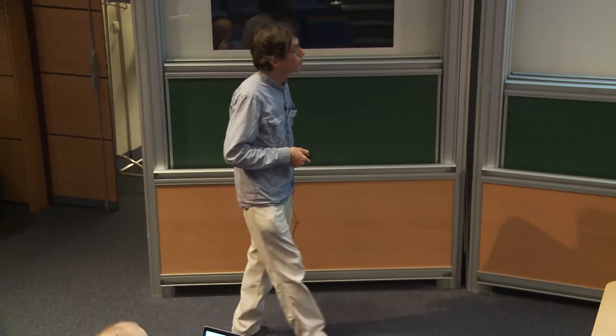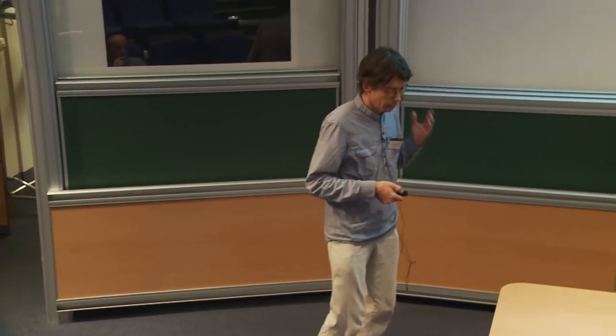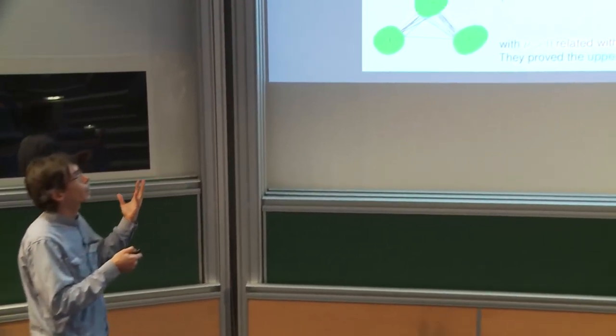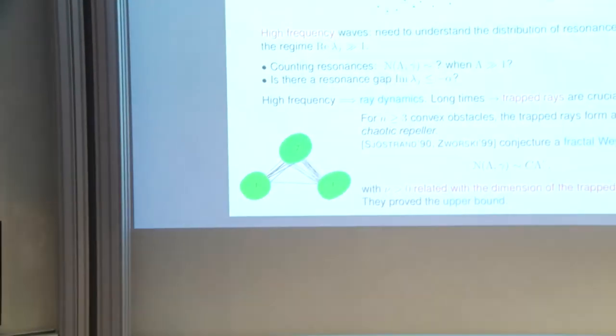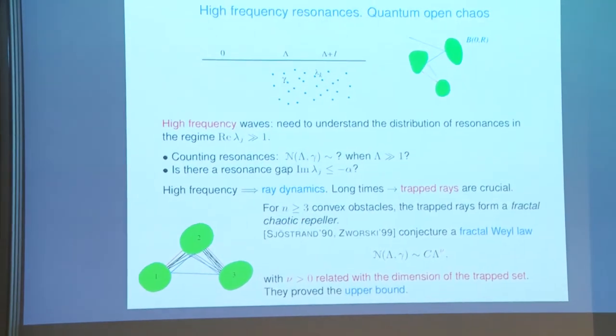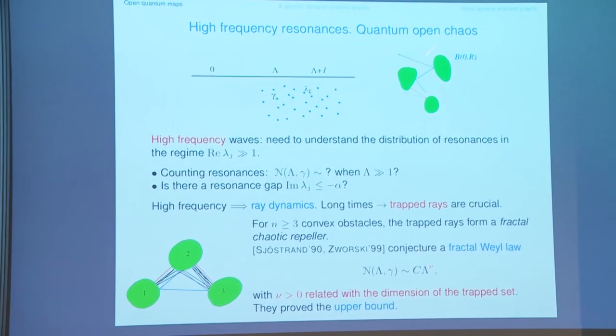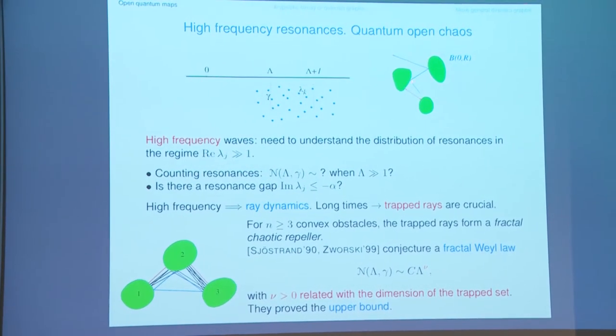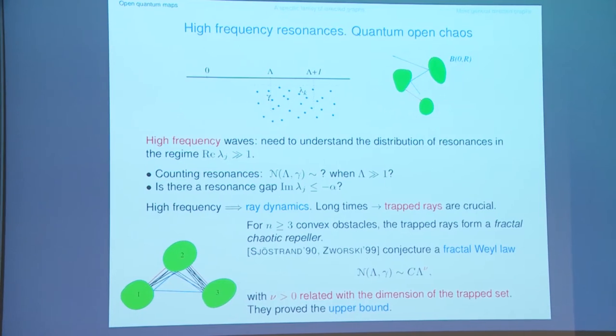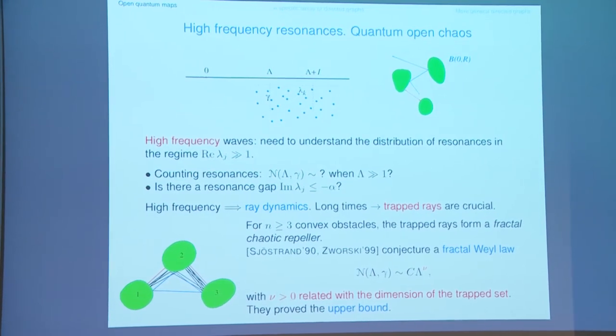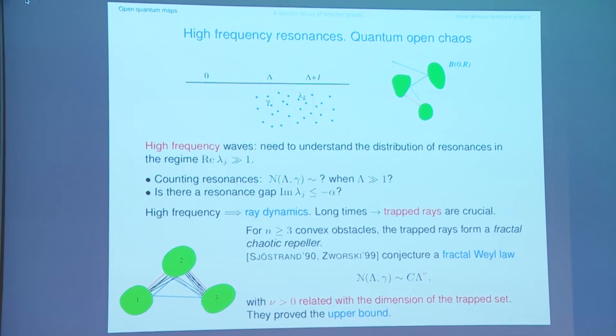And in this high frequency limit, it is natural to connect this wave mechanics with classical mechanics or ray dynamics, the ray mechanics, that is you follow classical rays, the rays of light if you want, which bounce back and forth from the obstacle and then bounce to infinity. So you have to understand the dynamics of rays, because high frequency means that you can describe things in terms of rays. And for this long time study, what happens at long time, it is natural to consider trapped rays, that is the rays which get trapped forever between these obstacles.